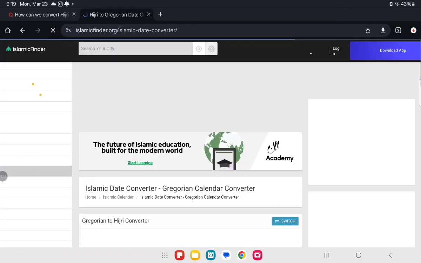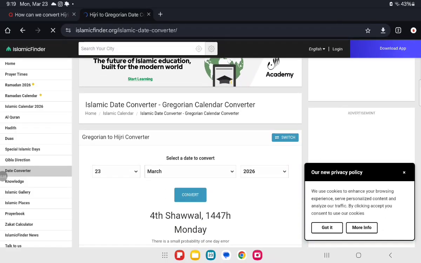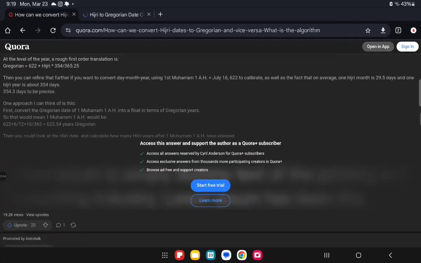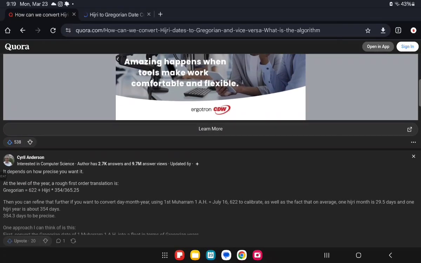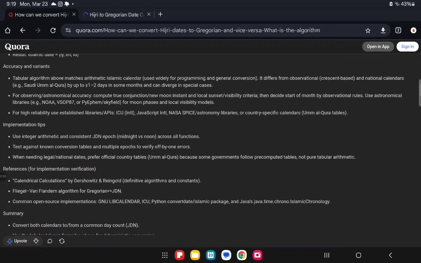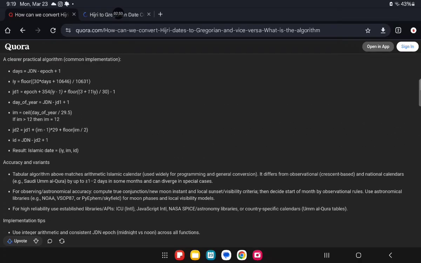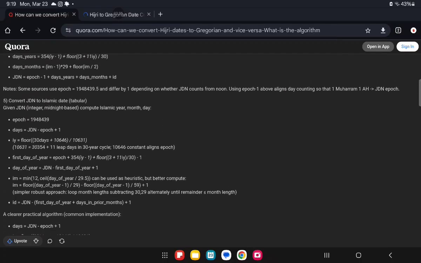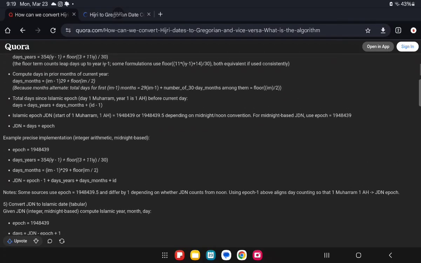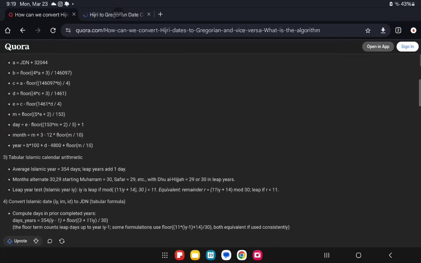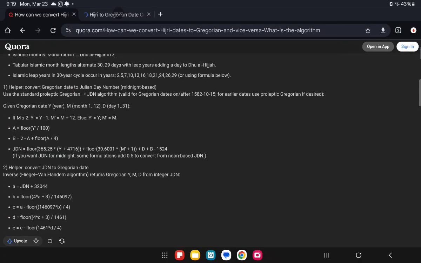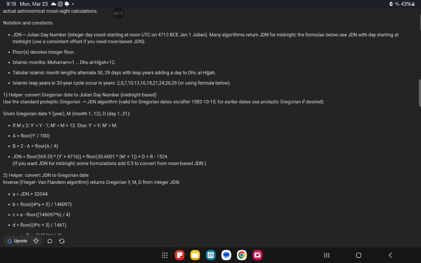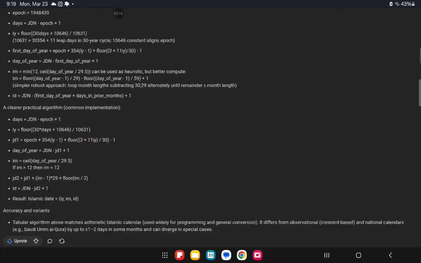Let's go to Islamic Finder just to sample. There's something on Quora. There are 7 actual answers. Unfortunately, this one is AI generated. And it also involves this JDN as an intermediary, which I'll be fine with if it is necessary.